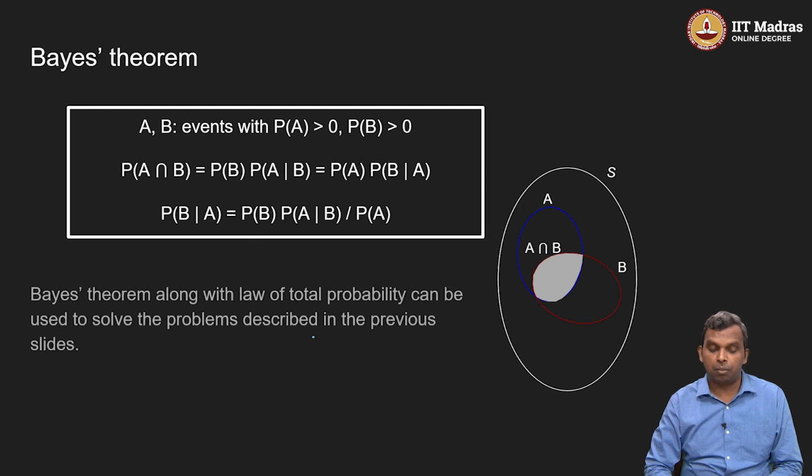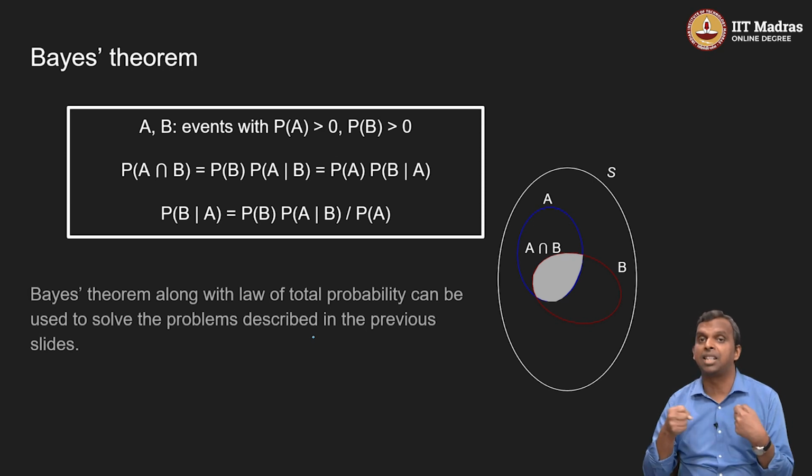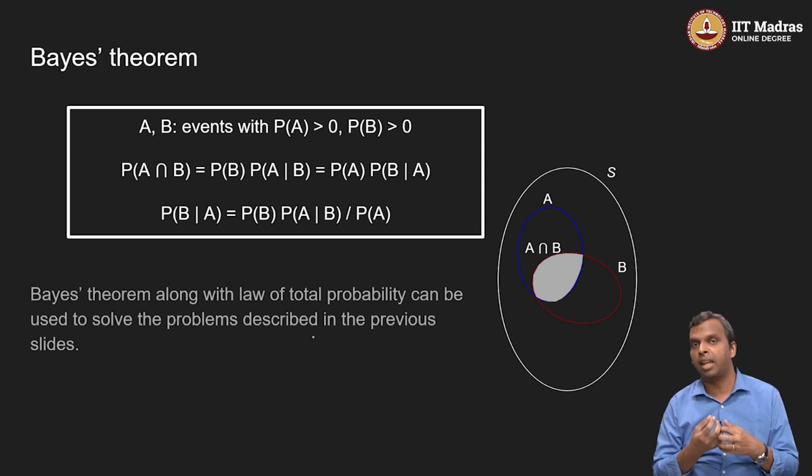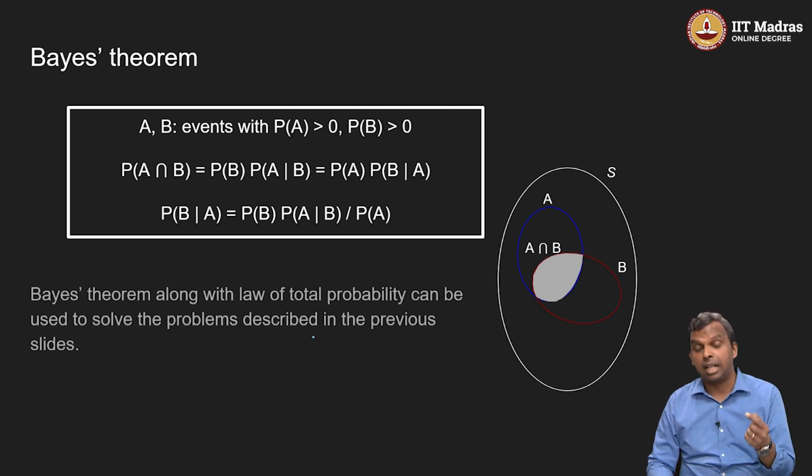Everything starts from this A intersect B. So, what is P of A intersect B? A intersect B is inside A, and it is also inside B. So it is an event which is inside both the conditional spaces. You can write the probability of A intersect B in two ways, using either of the conditional spaces. You can write P of A intersect B as the probability of B times the probability of A given B.